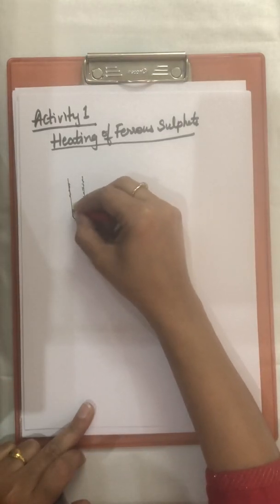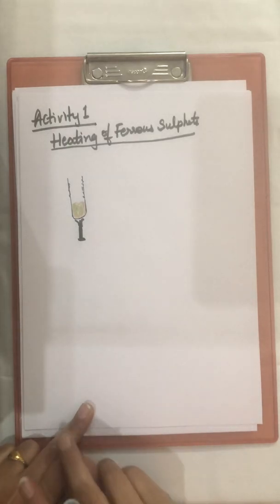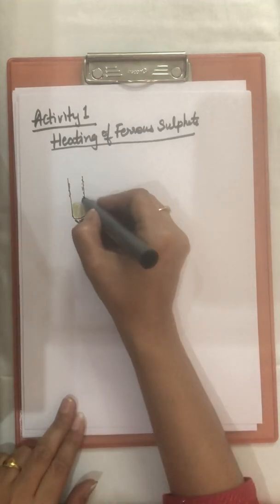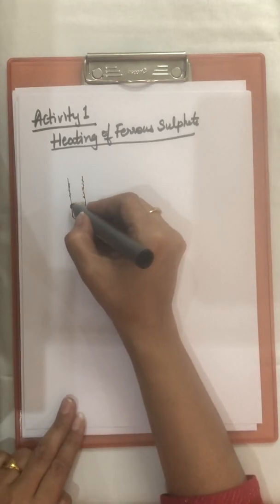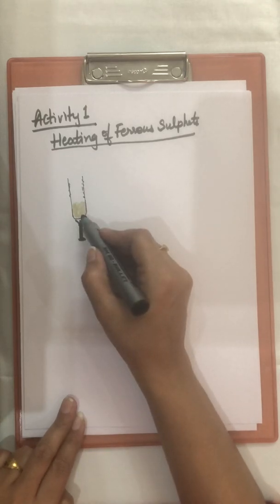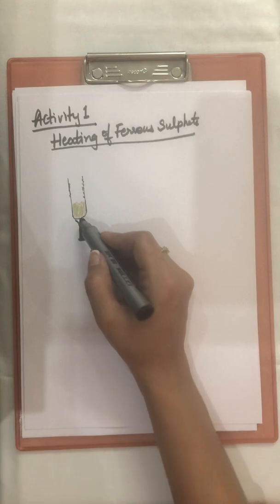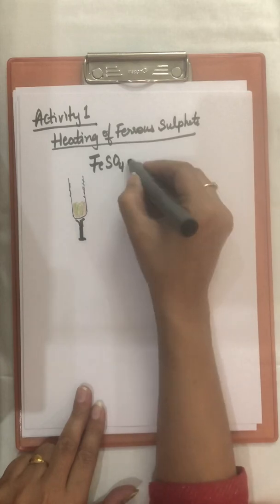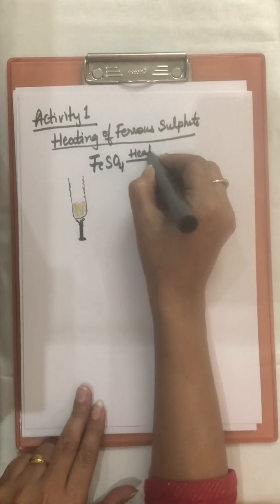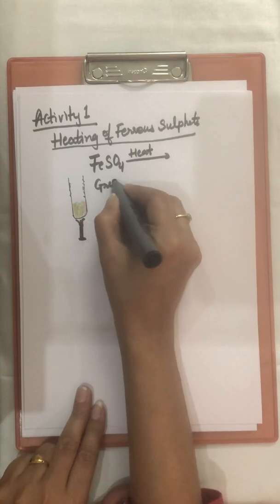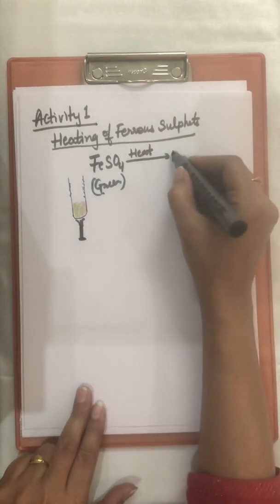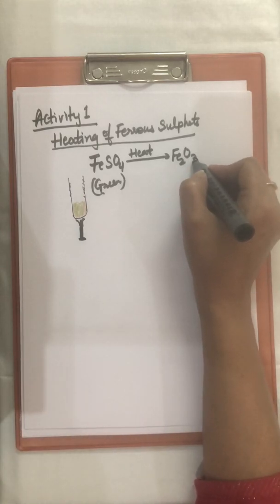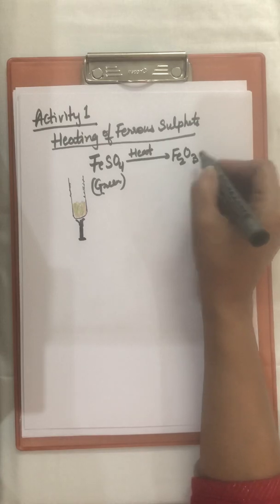So we see two changes on heating ferrous sulfate. Ferrous sulfate is a sea green color salt. On heating, the water droplets will be there on the walls of the tube, and second thing is the sea green color will start changing to the brown color. This happens because ferrous sulfate, when we heat it, changes to iron oxide. Ferrous sulfate on heating changes to ferric oxide or iron oxide.